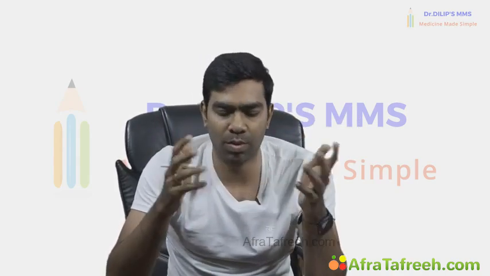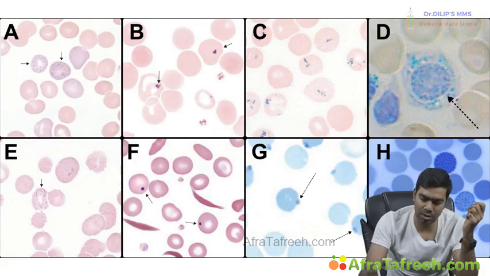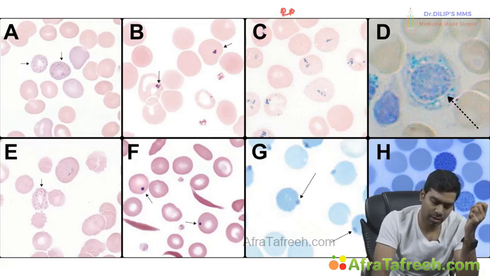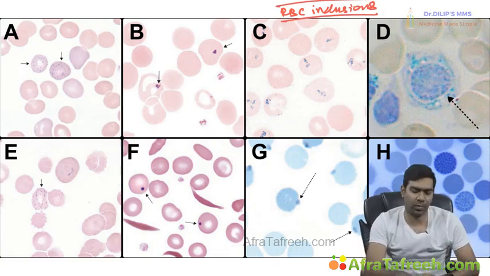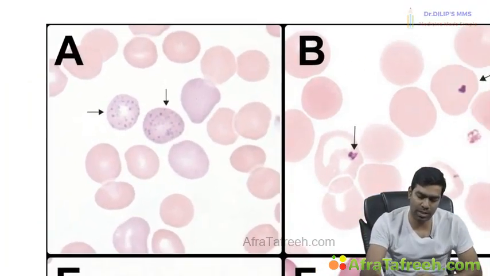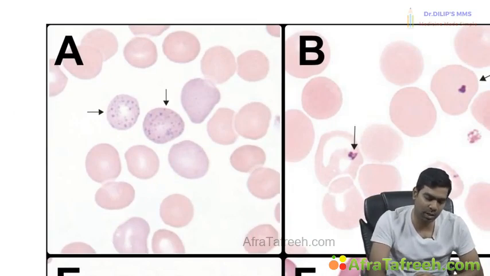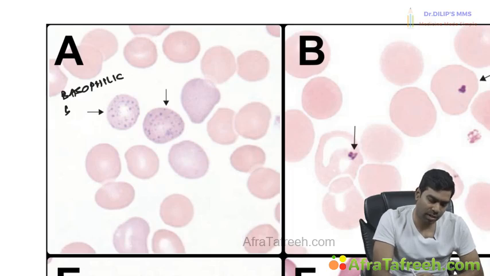Once you have known about these dysmorphic RBCs, the next thing is you have to know about the RBC inclusions. This slide shows a very important thing, the RBC inclusions. So what are the RBC inclusions? Let us go one by one. In image A, you can see this is nothing but basophilic stippling. This is what we call basophilic stippling.